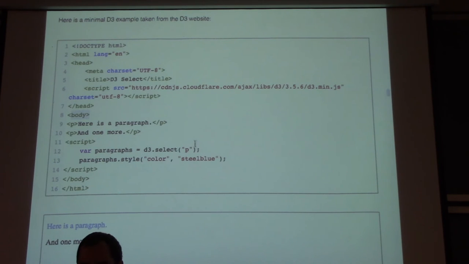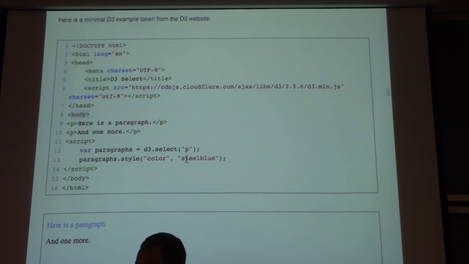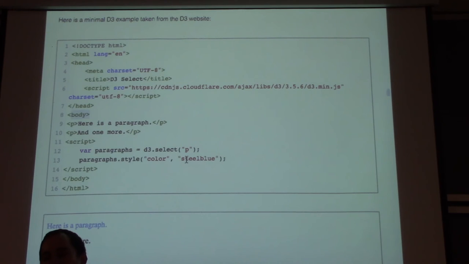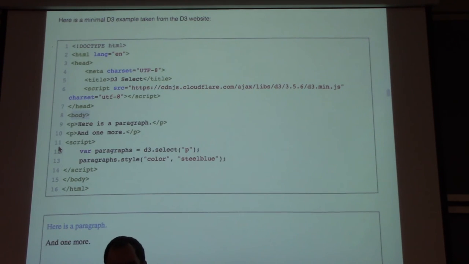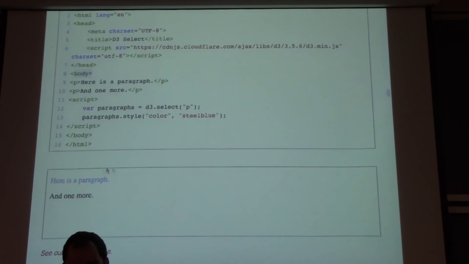So d3.select P would select the first paragraph element in the DOM. I can then assign it to a variable as I've done here, and then I could set paragraph.style color steelblue. This is another thing: in the standard API, I can only do set attribute, but D3 abstracts the most common attributes, so instead of set attribute style and so on, you can simply say element.style and say color steelblue. And here is the example.